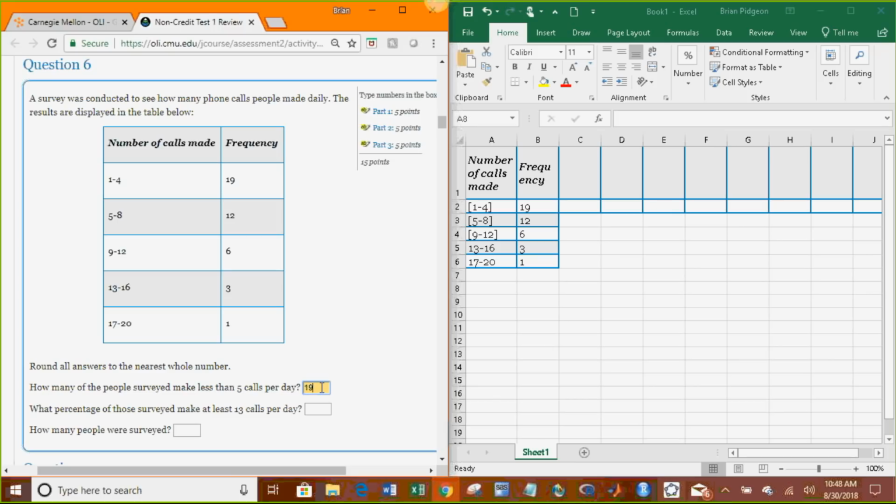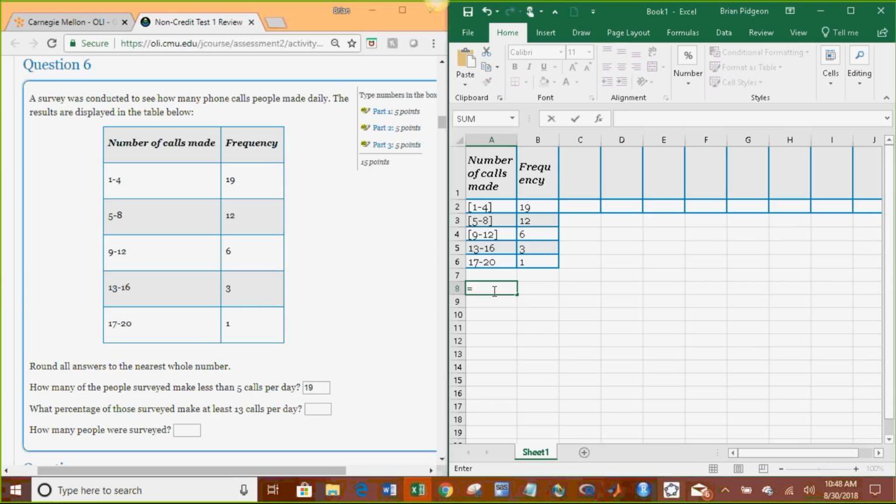What percentage of those surveyed make at least 13 calls per day? I'm going to do the next question first, because we're going to need that part in part 2. How many people were surveyed? To find the total number of people surveyed, we're just going to add up this column. You could use the function in Excel called SUM and add them all up. 41. Or, if you don't want to spend the time doing that, recall you can just highlight that array, and Excel will tell you the sum right away.